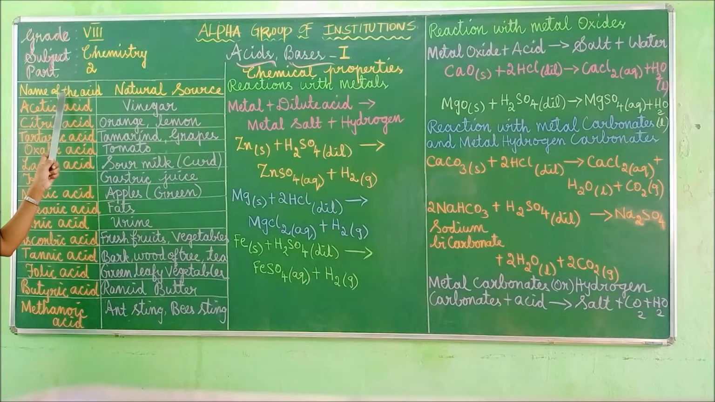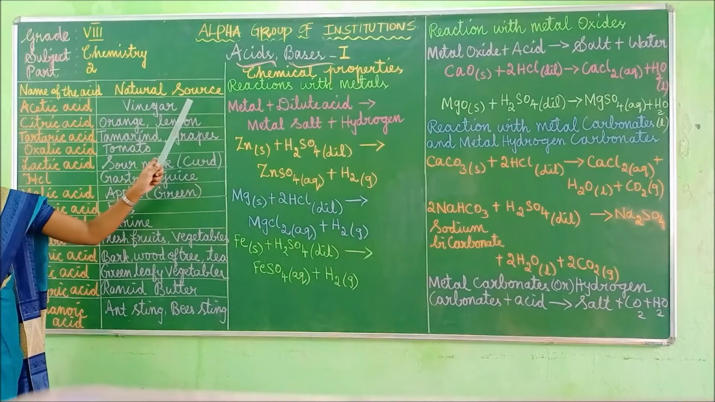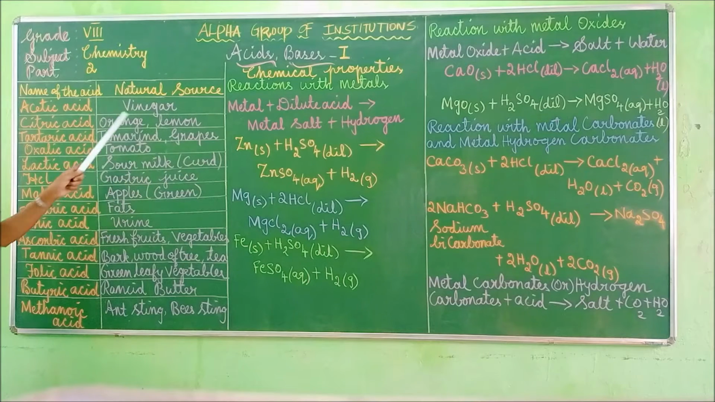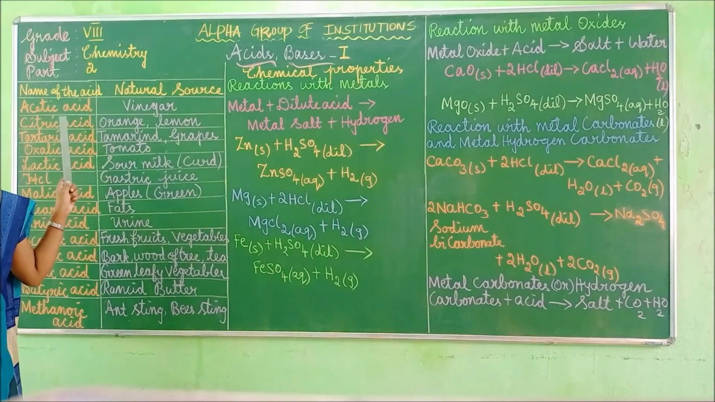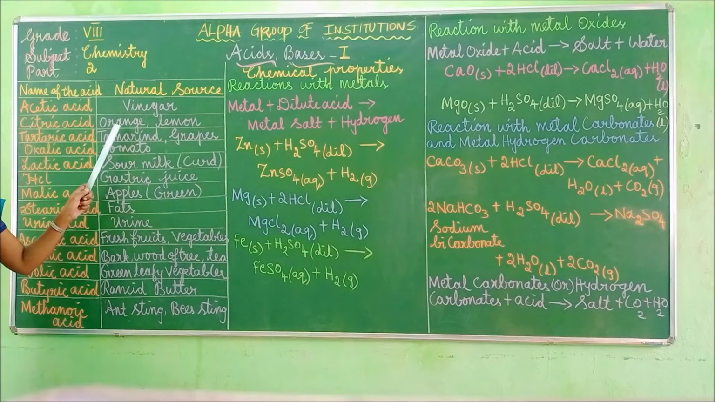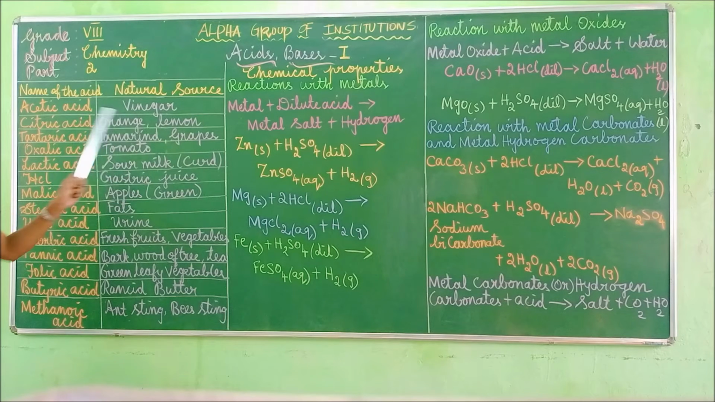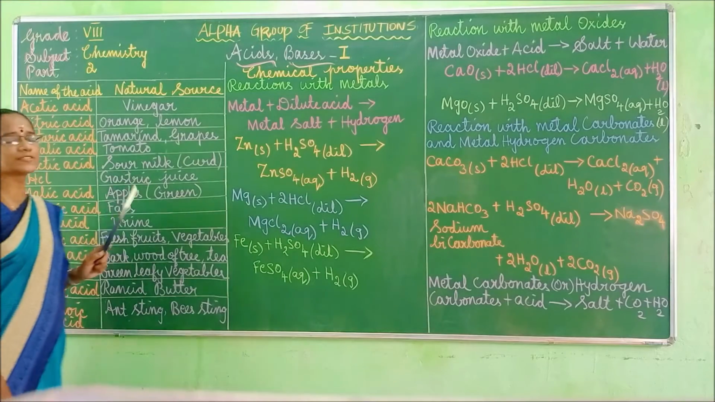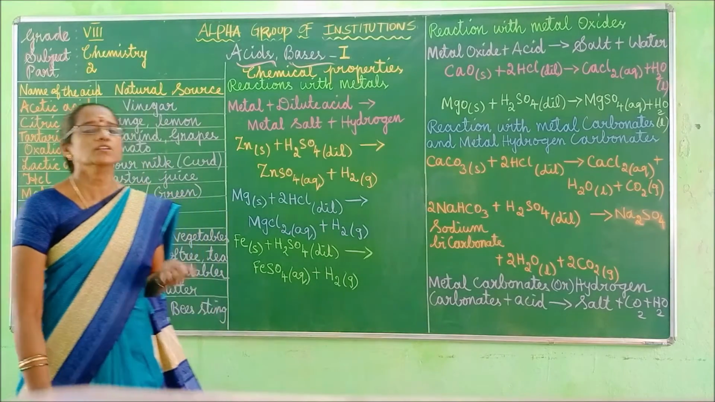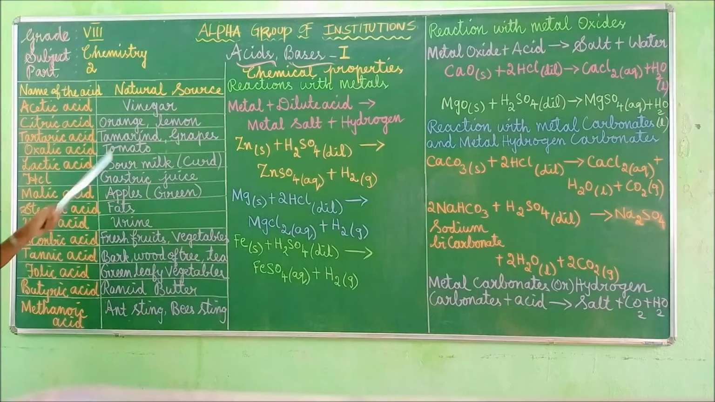So here are some names of the acids as well as their natural sources. First, vinegar contains acetic acid. Okay, vinegar contains acetic acid. Next one, orange and lemon contain citric acid. Okay, these are all need-based one-mark questions you can expect, right? So you should know these things. Orange and lemon contain citric acid.